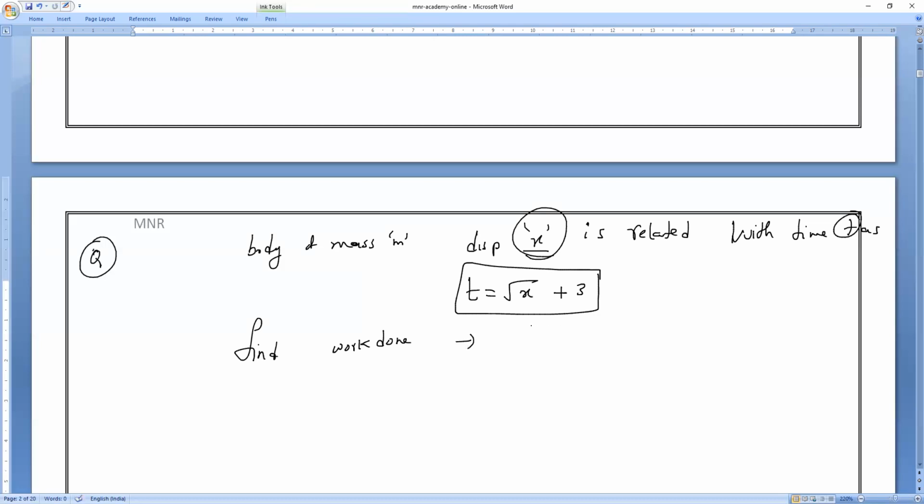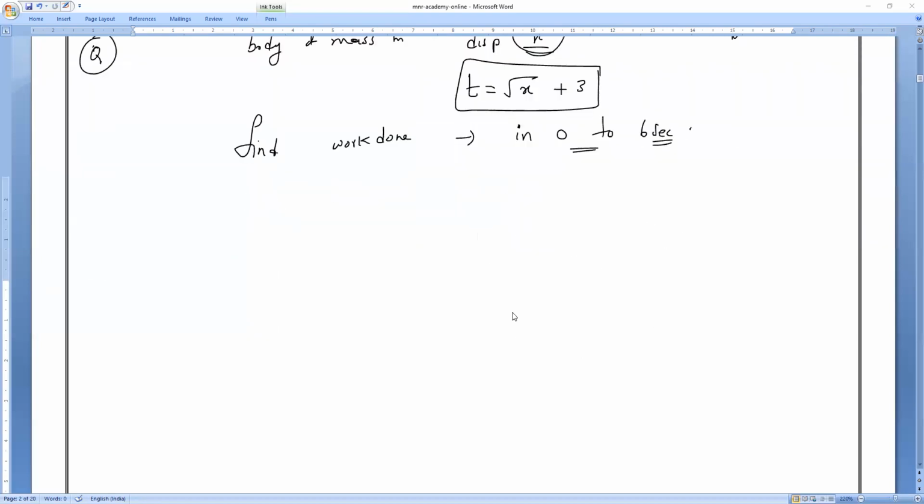Find the work done when the force is in 0 to 6 seconds. How many seconds, everybody? 0 to 6 seconds. If you have basic knowledge also, you people can solve this question very fast. Ashwita, can you solve? Yes, please, all of you respond.